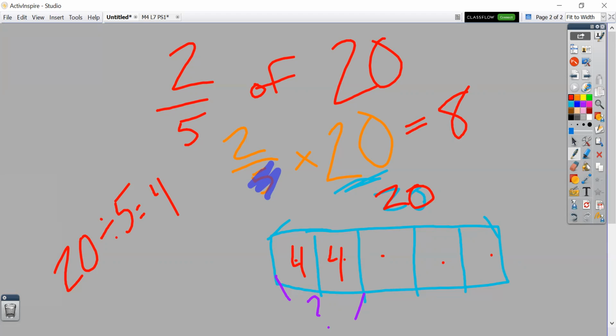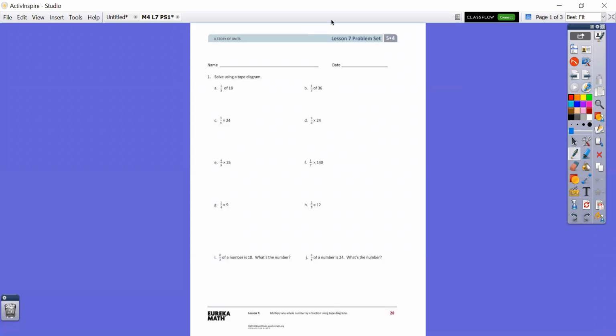All right. So now we're going to shift into the problem set because I want to do a word problem over there. So let's go ahead and take these skills over to our problem set. All right, let me zoom in.